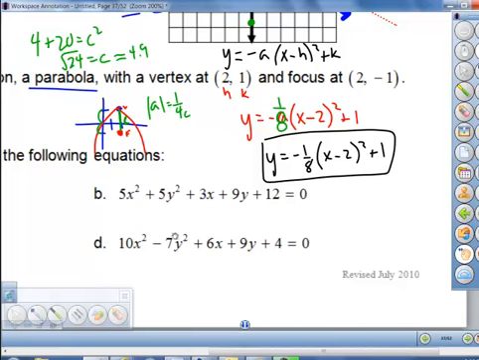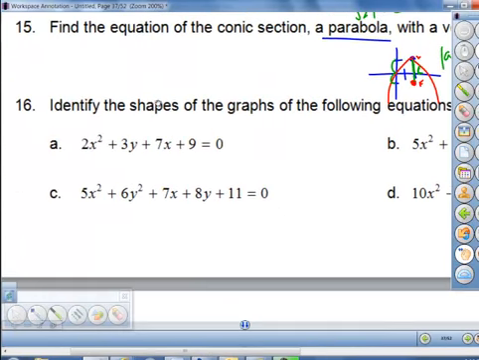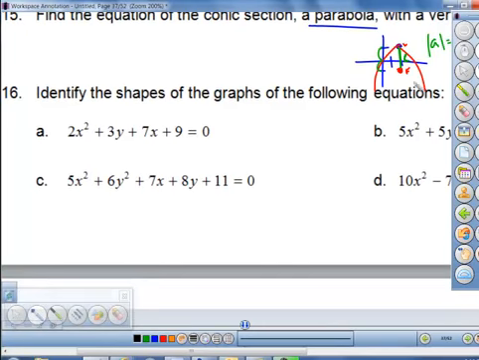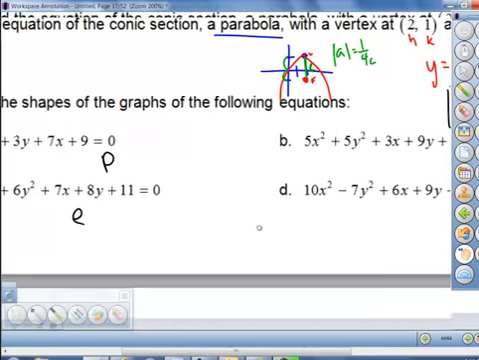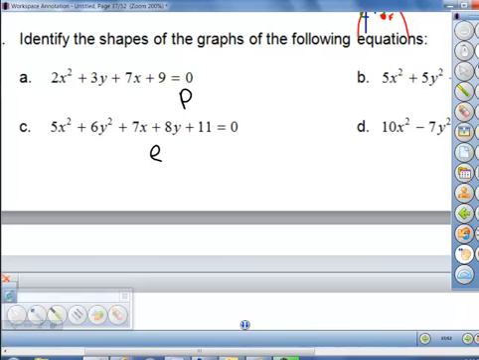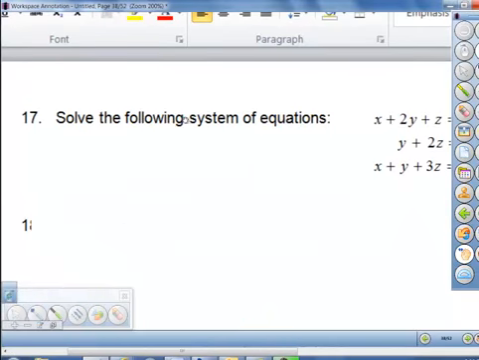Good? Alright, now the next part is easy because it says identify the shapes of the graphs. This one, one squared variable: parabola, good. Two squared variables with different coefficients, both of them positive. What's that? Good, ellipse. Why don't you guys figure out the other two, and I will move on to this one right here.